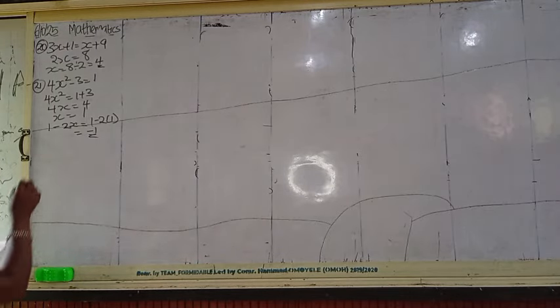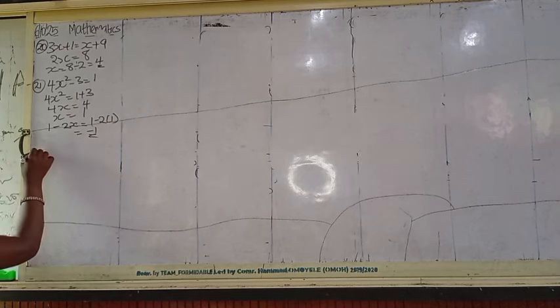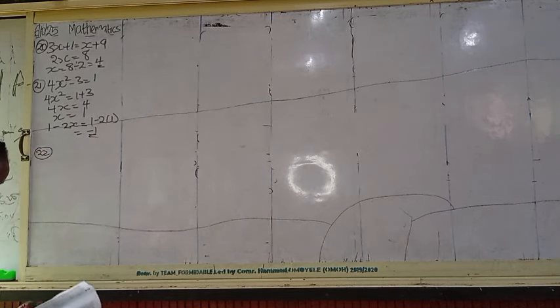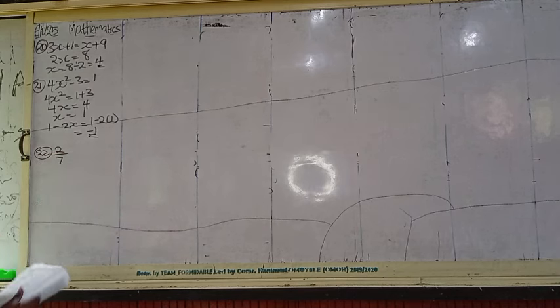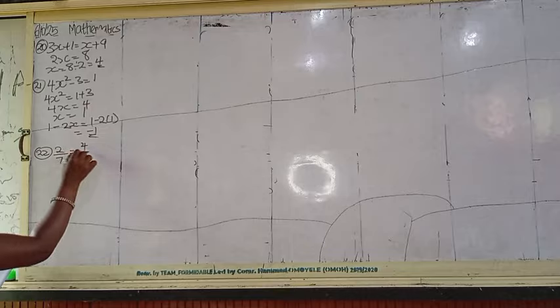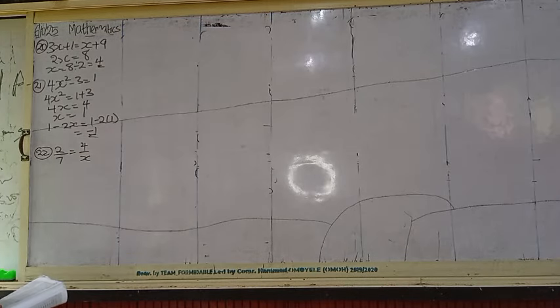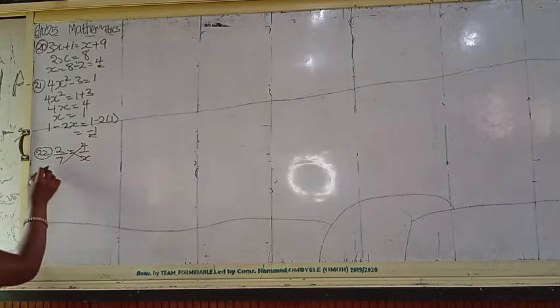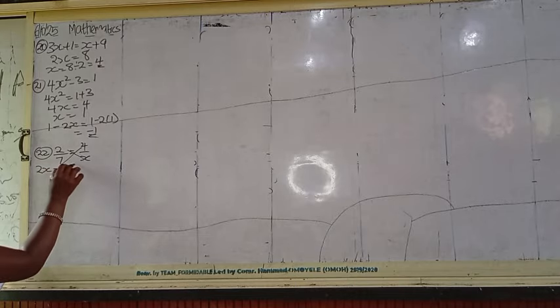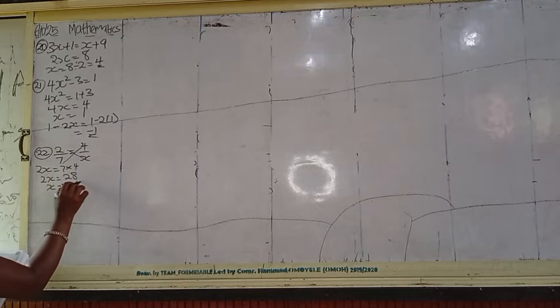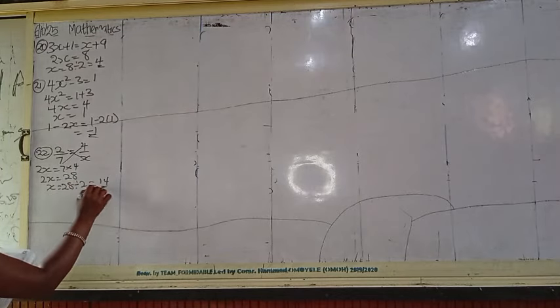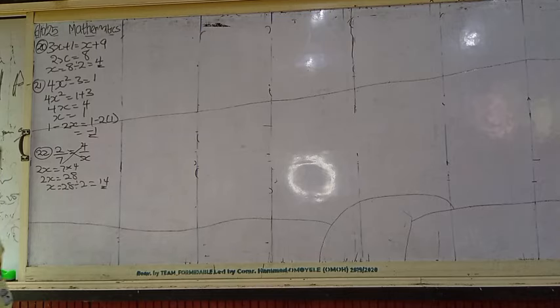So now to number 22 question. If the ratio 2 to 7 is expressed in the form 4 over x, because we are told to find the x, so what do we do here? Cross multiply, that will be 2x is equal to 7 times 4. 2x is equal to 28. x is equal to 28 divided by 2, which is equal to 14. So our answer there is 14.